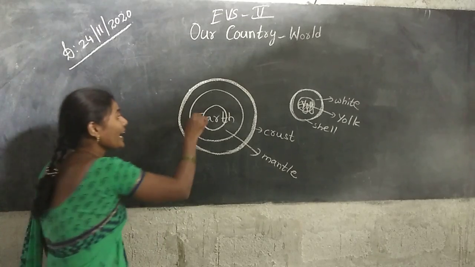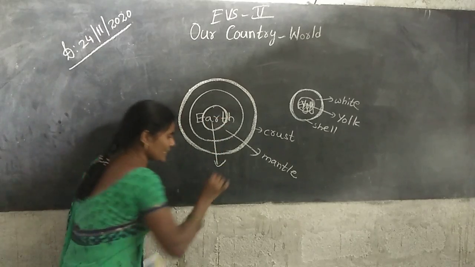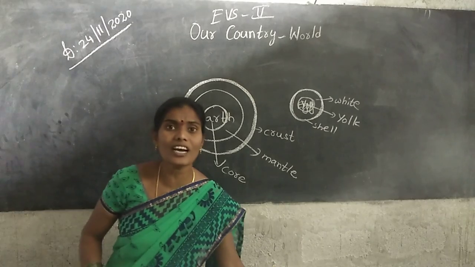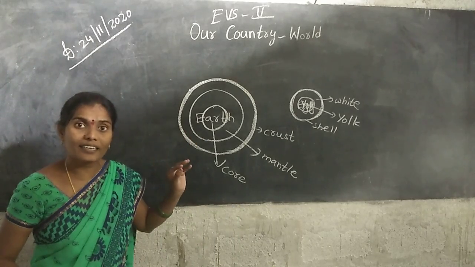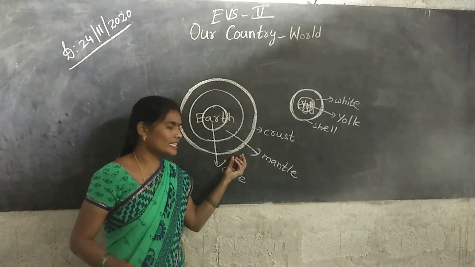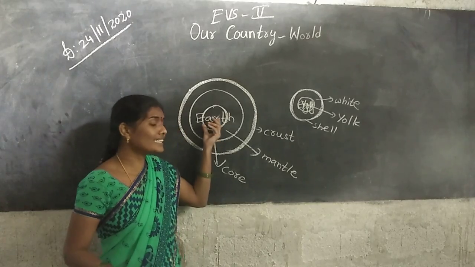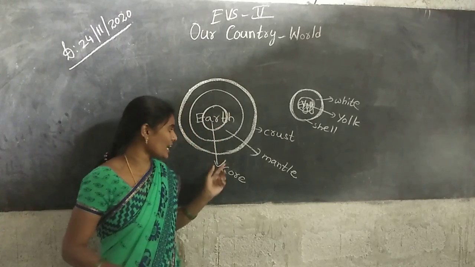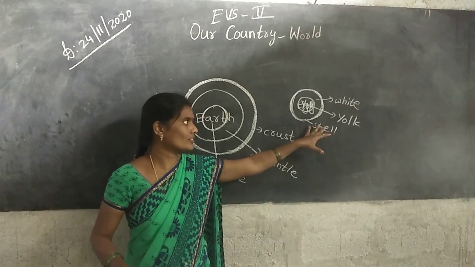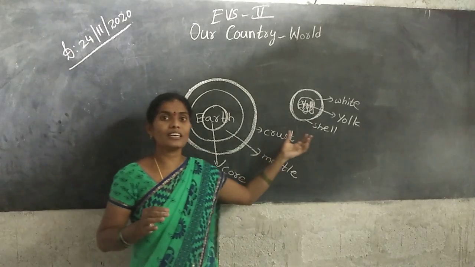Like that, earth also has an inner part. The inner part is called the core. Like an egg, it also has 3 parts. The outer part is called the crust, the second part is called the mantle, and the inner final third part is called the core, like an egg. Egg also has shell, white, and yolk. Our earth is compared with an egg.